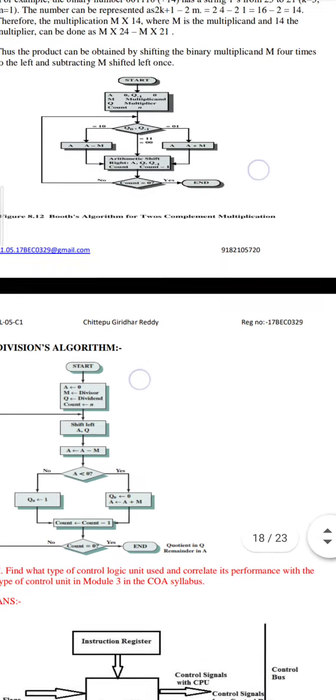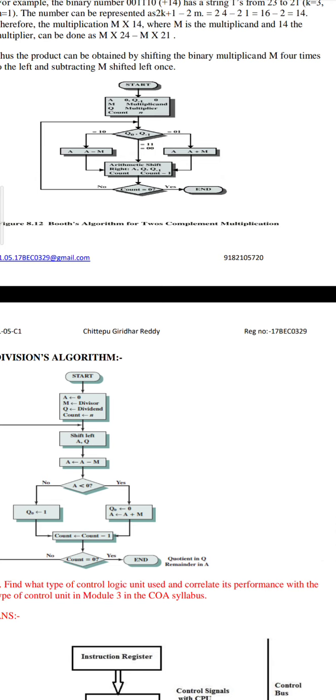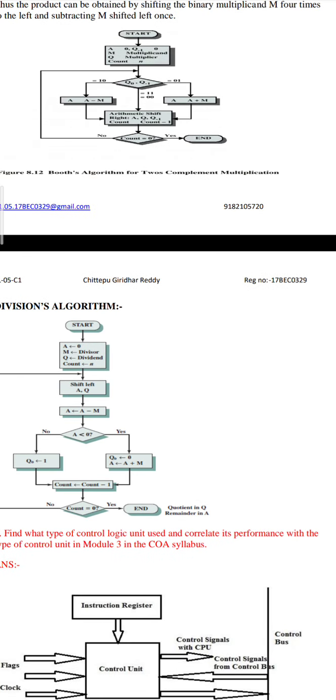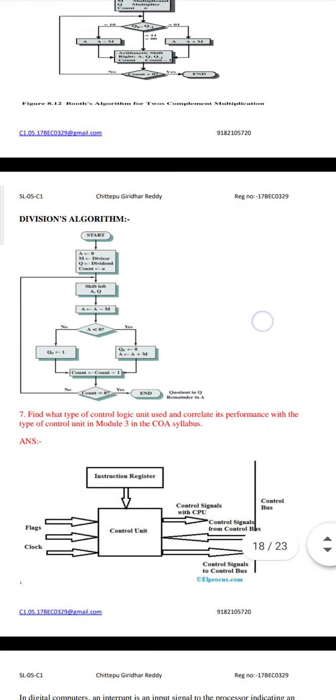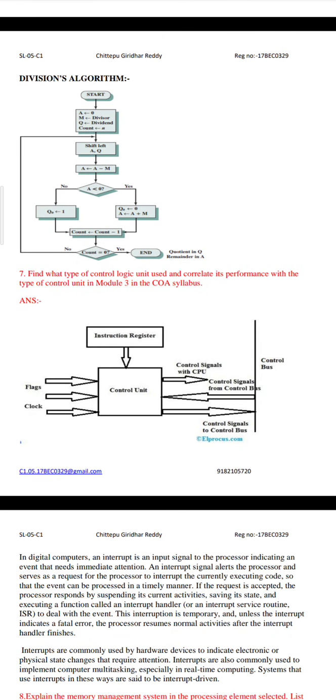Here we can start. M is the multiplicand and Q is the multiplier. We take Q0 and Q minus 1. If it is 1 0, then A will become A minus M. If it is 0 1, then A will become A plus M. If it is 1 1 or 0 0, then it goes to the arithmetic shift right, and the count will be decremented. If the count is 0, then it will end and give the answer. Similarly, we can see the division algorithm and its instructions for how to calculate.